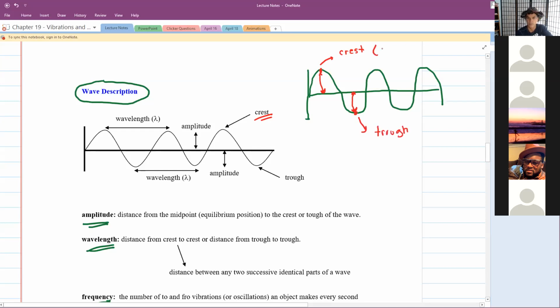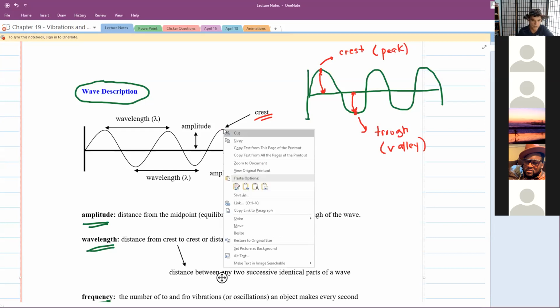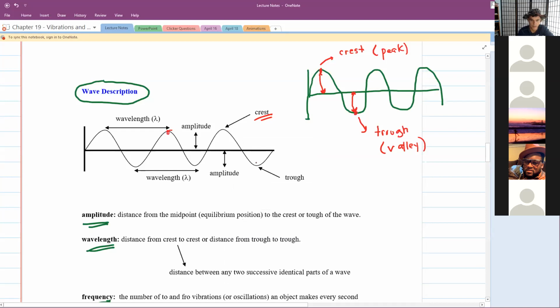Just so you know, some books call this, rather than a crest, the peak, and some books, instead of a trough, call it a valley. But your book is using crest for the highest point on a wave and trough for the lowest point. So here's the crest of a wave, here's the crest. The trough is the lowest point. The distance between the middle and the highest point, or the middle and the lowest point, is called the amplitude.